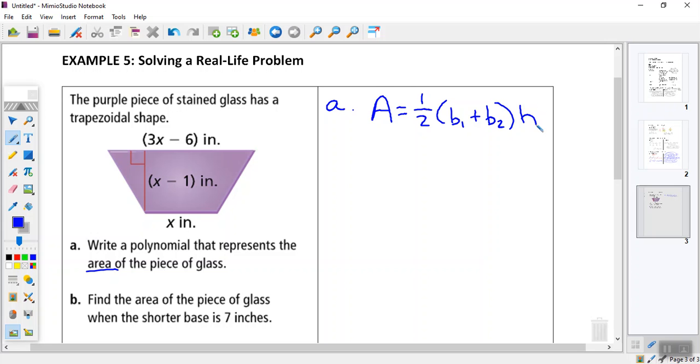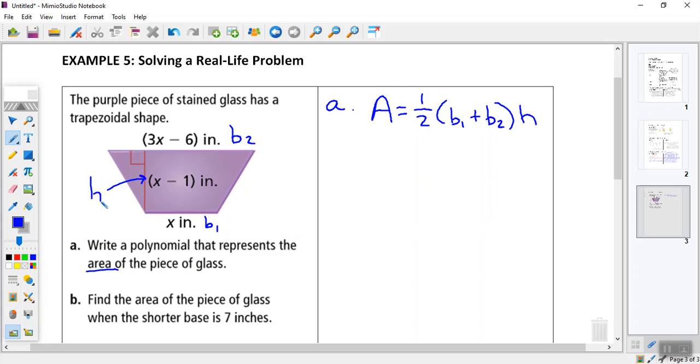Guys, in a trapezoid, the two bases are going to be the sides that are my parallel sides. So this would be base 1 down here. This would be base 2. X minus 1 would be your height in this problem. Up there you have the area formula. It's half the sum of the bases times the height. So it says write a polynomial that represents the area of the what?